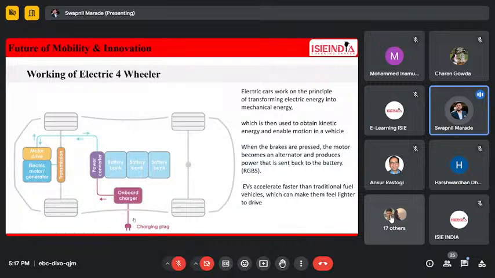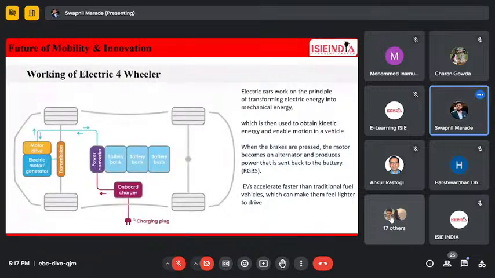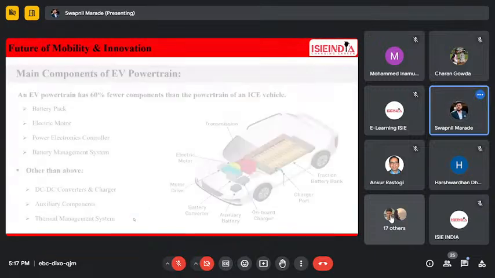Whenever you apply the brake, the regenerative braking system works: the motor works as a generator. The mechanical energy is converted again into electrical energy and stored again in the battery pack. So this is the system of the electric four-wheeler used in electric vehicles.